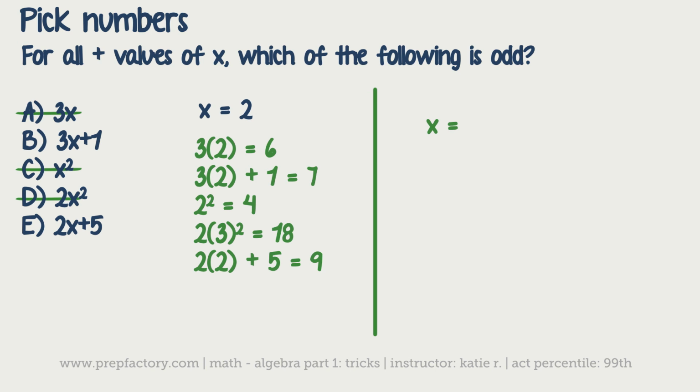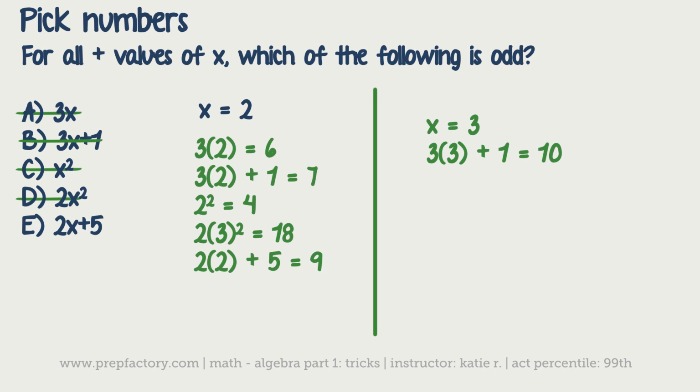Alright, so it said all positive values of x, so x could be 2 or x could be 3. So let's go ahead and just double check the ones that we didn't cross out. So 3 times 3 would be 9 plus 1 equals 10. So it's not B. That's good to know.